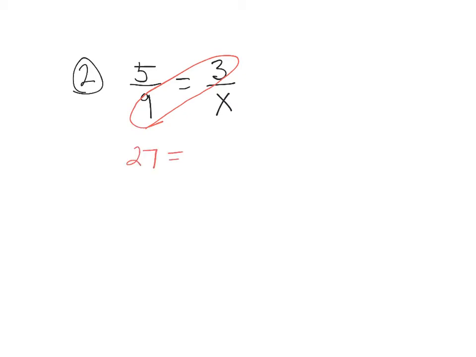So problem number 2 is 5/9 is equal to 3 over x. And so we're going to start that cross multiplication. 9 times 3, 27. 5 times x, 5x. The number always comes first, then the variable. That 5 is called the coefficient. Identify that I want to isolate that x, so therefore I'm going to need to divide both sides by 5.